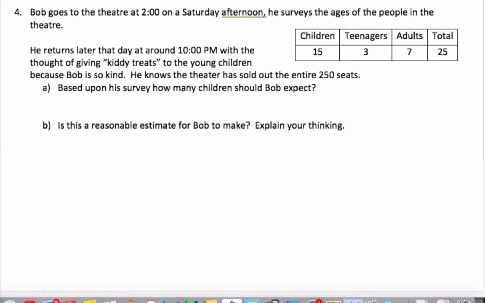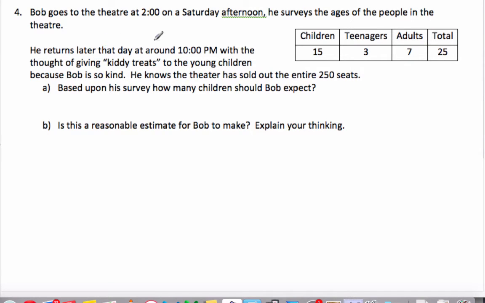Let's look at another example here. Bob goes to the theater at 2 on a Saturday afternoon. He surveys the ages of people in the theater, and he determines there's 15 children, 3 teenagers, 7 adults, so in total 25 people.